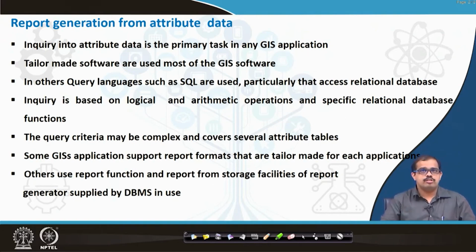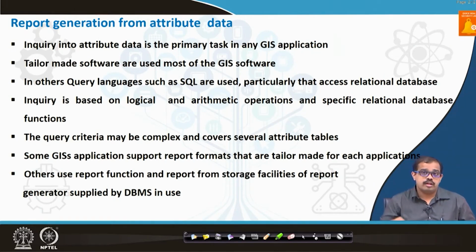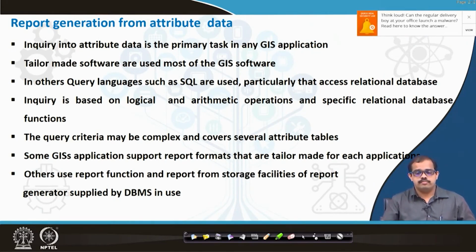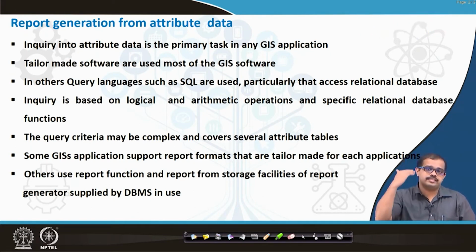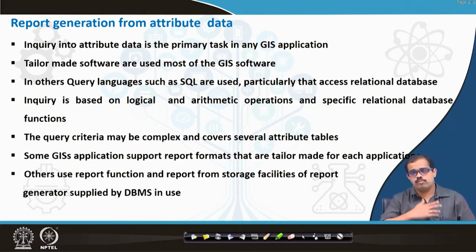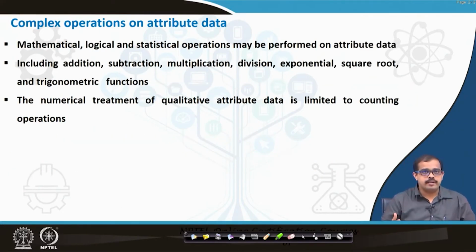When you look at QGIS today, it has evolved over a period of time, and this evolving has brought a huge amount of flavors along with it. Today QGIS is also sophisticated enough that you can compare it with the functions of ArcGIS. Most things can be done using open source software. So, this is about report generation. When you are looking at complex operations on attribute data, it can be mathematical operations, logical operations, or statistical operations.